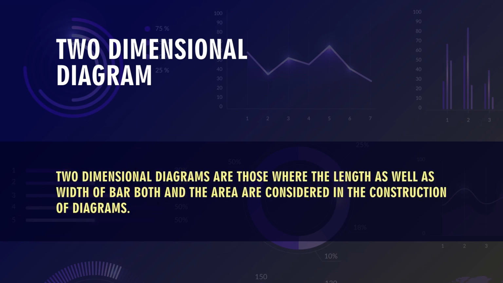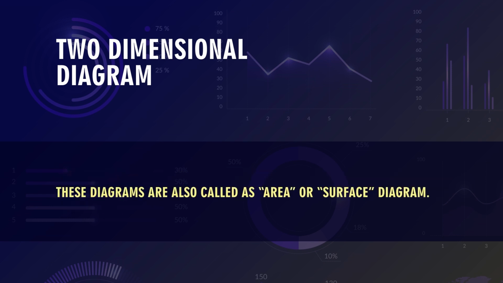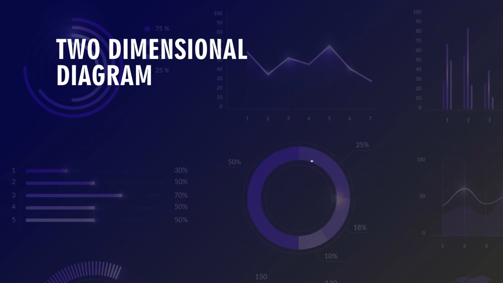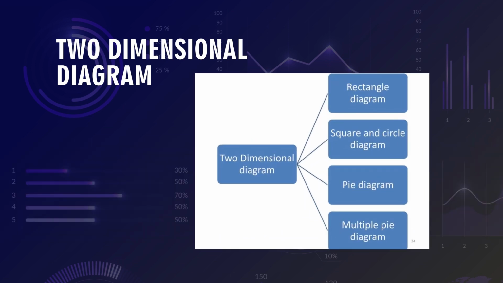So two-dimensional diagrams are those where the length as well as the width of the bar, and hence the area, are considered in the construction of a diagram, and these diagrams are called area or surface diagrams. If you go more into the depth of this, you will find that it starts with the rectangle diagram or square and circle diagram or pie diagram or multiple pie diagrams. So in an area or surface diagram, the two dimensions, length and width, are taken into consideration to represent the data series. Here the area of the diagram represents the given data, and important types of such diagrams are rectangles, squares, circles and pie diagrams.